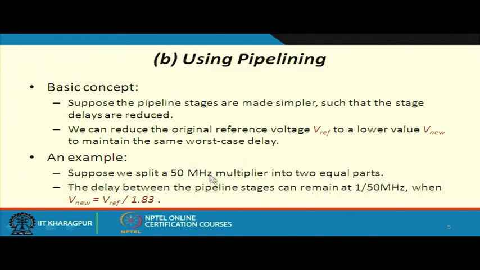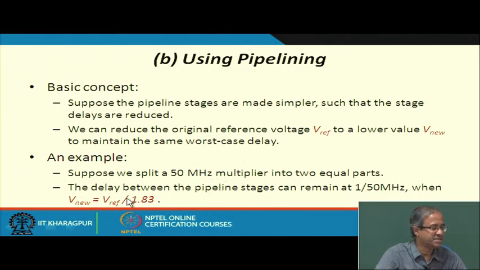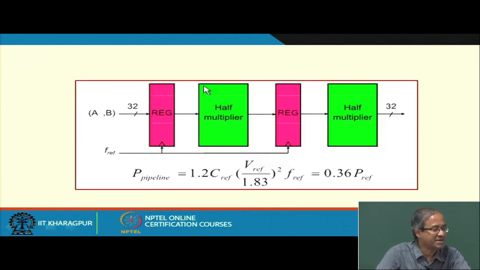So, this is just a very specific example, you just ignore the figures for the time being. This is for a particular case study. With respect to the original voltage, the voltage was reduced by 1.83 times, when it is divided into two equal parts. So, it was something like this.